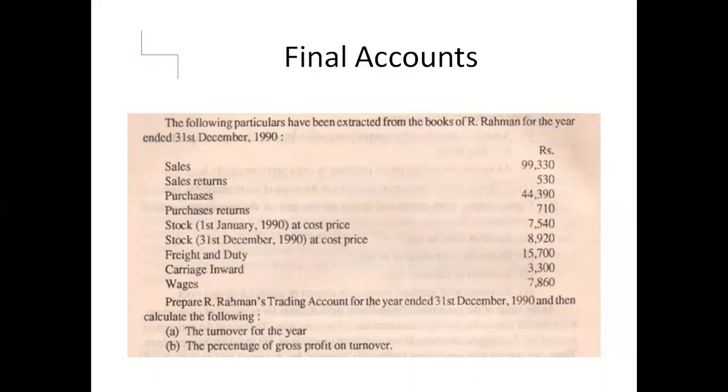Stock as on 1st January 1990 at cost price means the historical cost. The stock as on 31st December, that is the opening stock and the closing stock, 8,920. Freight and duty 15,700, carriage inward 3,300, wages 7,860. Prepare R. Rahman's trading account for the year ended 31st December 1990 and then calculate the following: the turnover for the year, the percentage of gross profit on turnover.